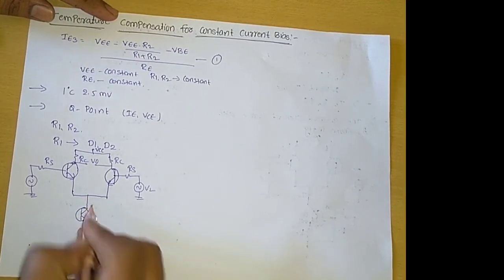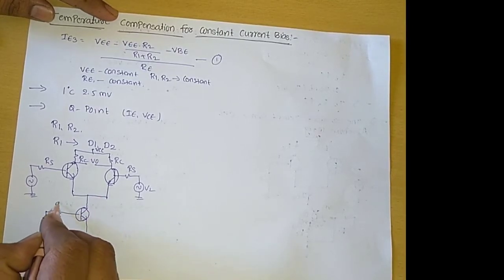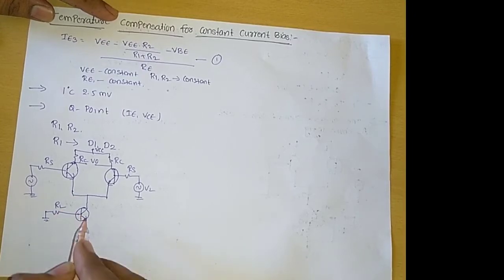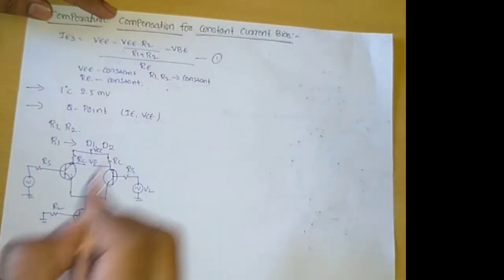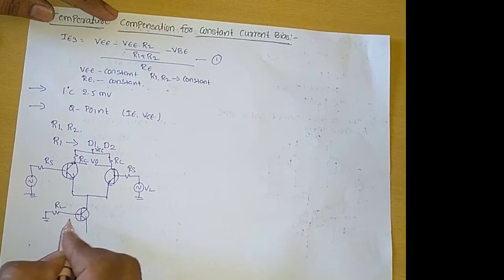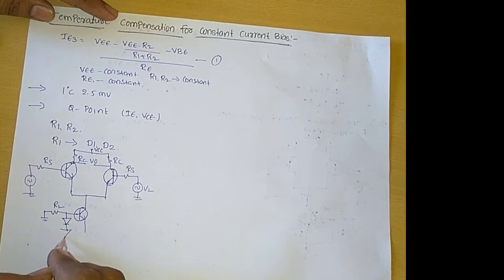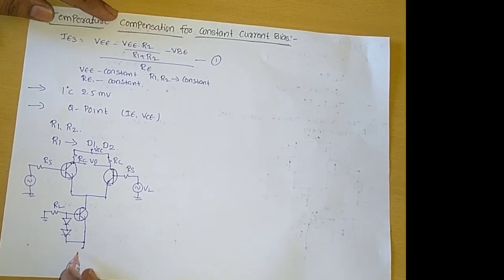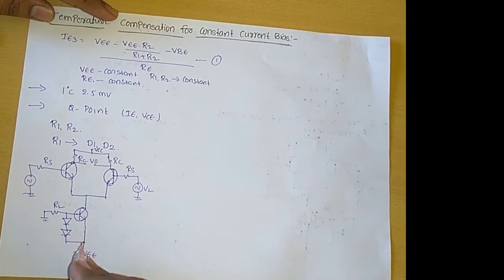Here we connect the resistance R2. In the last class, in the constant current bias circuit method, we connected the resistor R1. Now we can replace this resistor R1 by two diodes. These two diodes provide the thermal stability, and we maintain the emitter current constant.